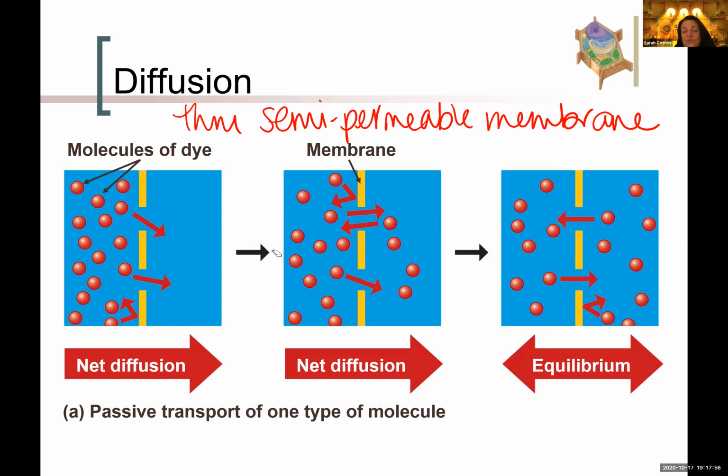But overall, the net movement is going to be, in this example, from left to right, from an area where they're highly concentrated to an area where they're less concentrated, right? Essentially just because they bump into each other and they spread out. Eventually, they will come to equilibrium, which means that the number that are going right and the number that are going left are going to be roughly equal, and they're still moving around, right? It's not like they get where they're going and then they stop. They're still moving around, but there's no concentration difference on either side, okay?